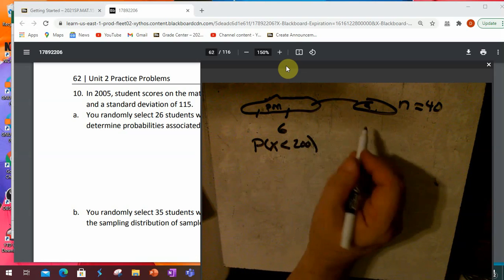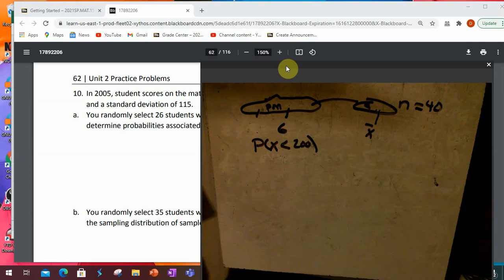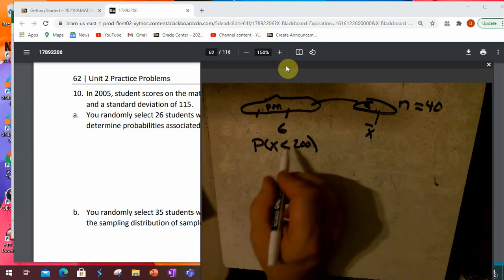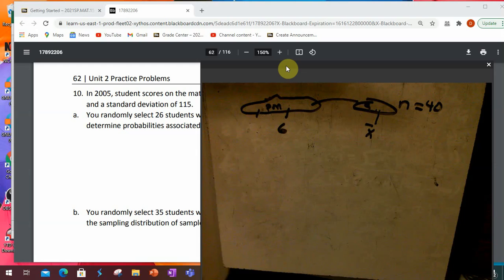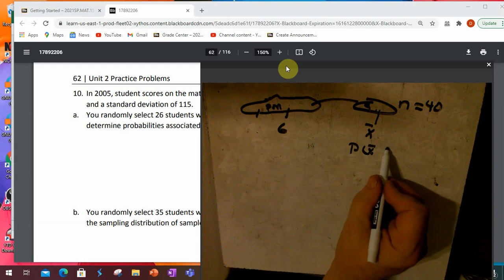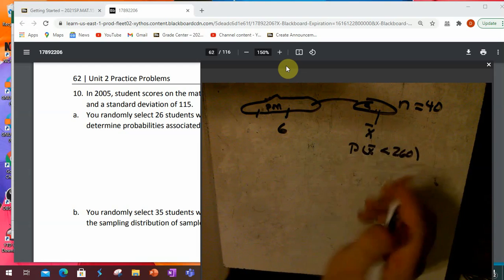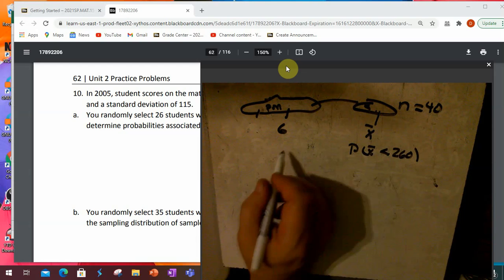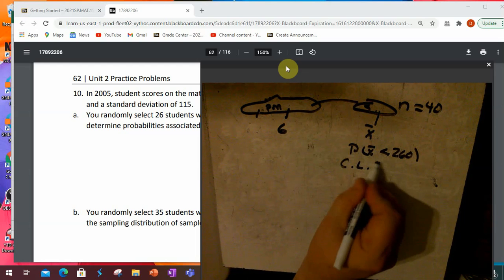I did this and I got an X bar. What would be, this is no longer an individual. It says, what is the probability that the X bar is less than, let's say, 260? The mean of this sample, and it all depends on n. So that gets us to this. When I'm talking about the average of the sample, then this is the central limit theorem.